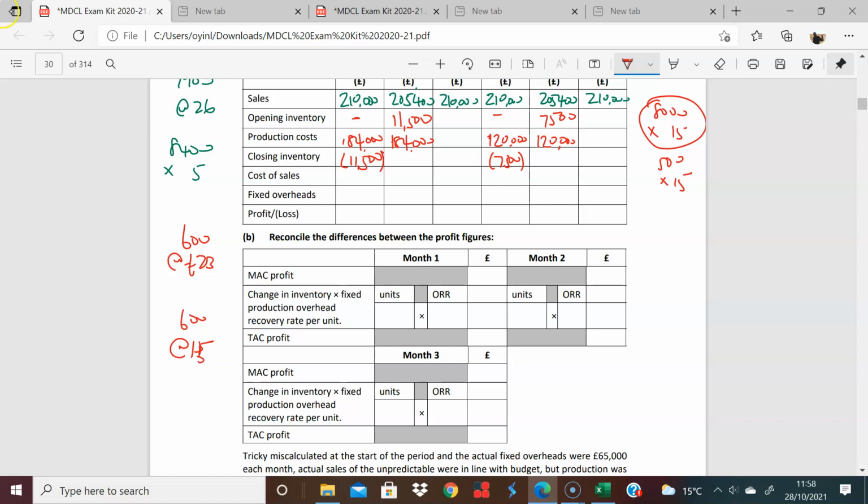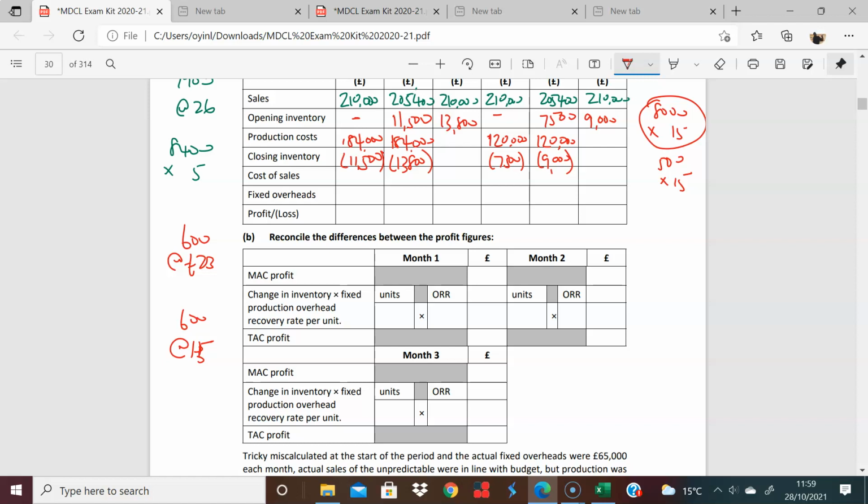So let's do that. We have 600 times 23, so that's 13,800. And of course we have 600 times 15, and that's 9,000. And that's kind of what we have. Then of course that 13,800 becomes the opening inventory of the next period, as does the 9,000.